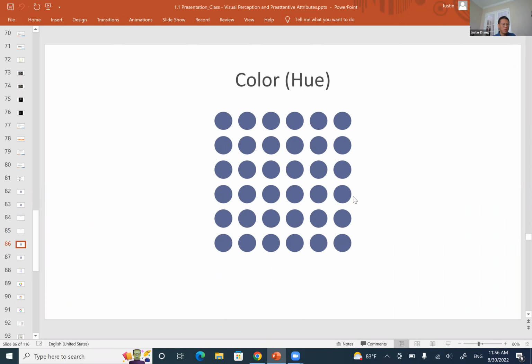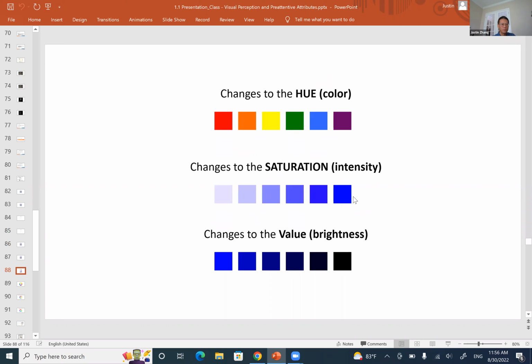Color is a very powerful pre-attentive attribute. So color blue versus red is a very commonly used comparison. We'll talk about color in a separate module later on. Color is more than just color hue. It can be color in different dimensions. It can be color changing to the saturation, which is intensity. It can be colors changing to the value, which is just brightness.